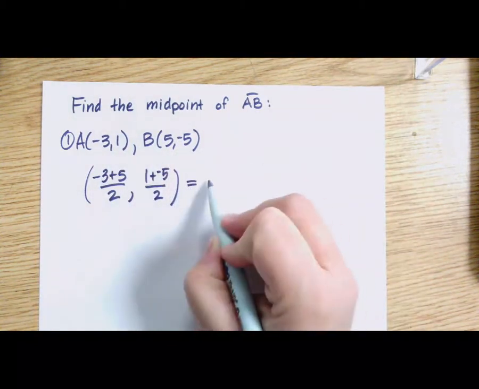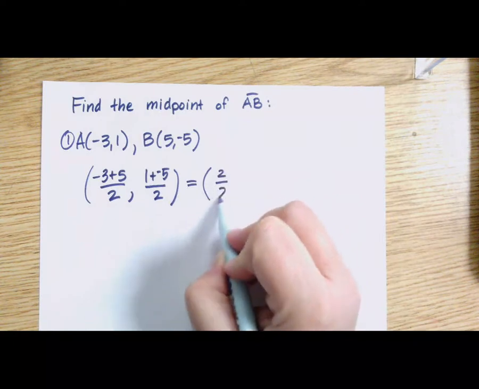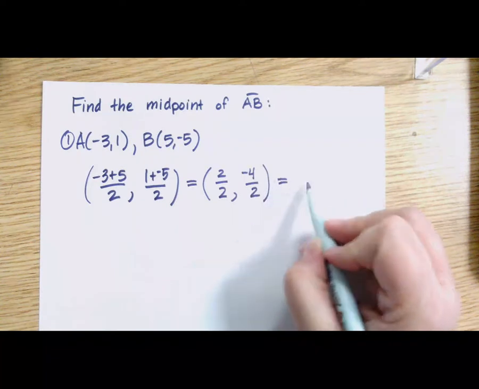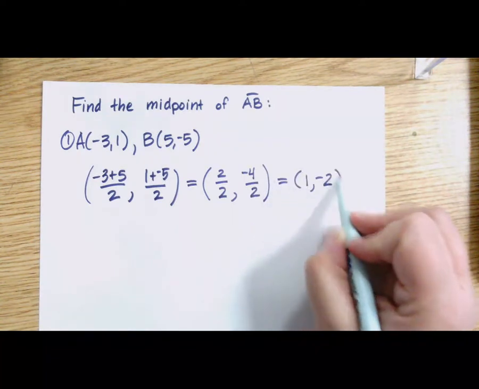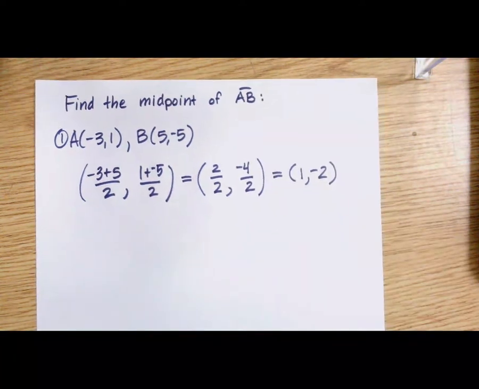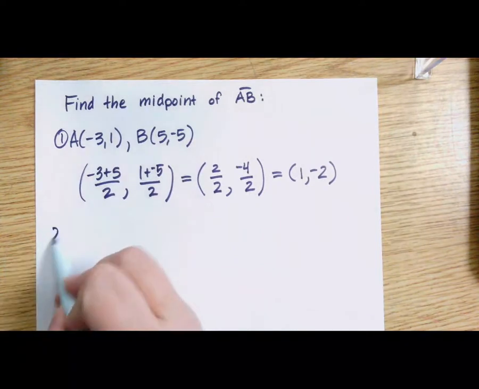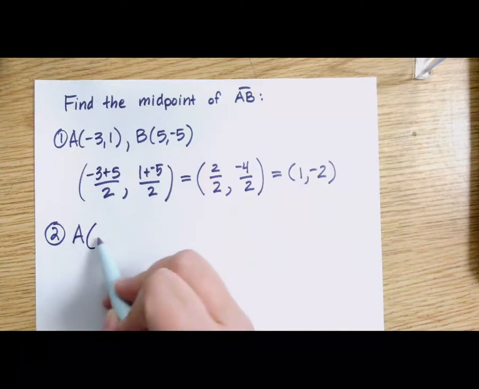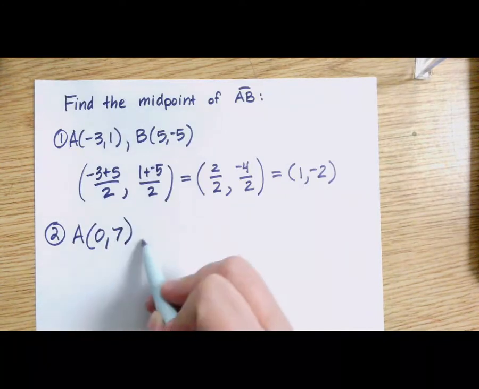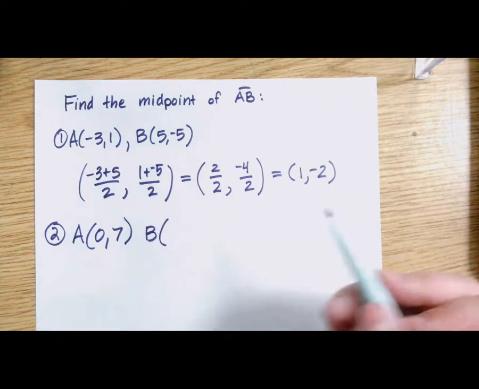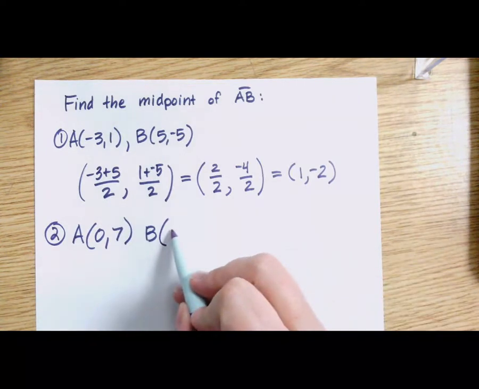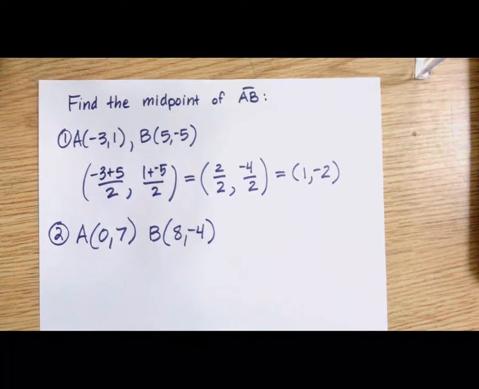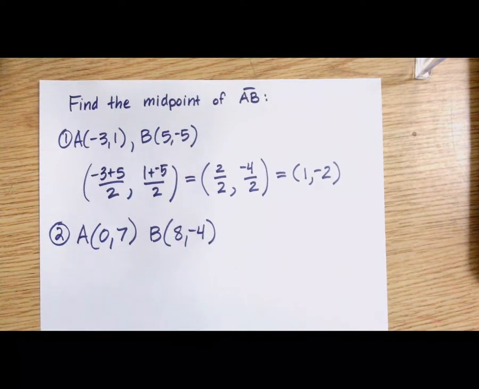So negative 3 plus 5, that's 2. 1 plus negative 5 is negative 4. And my midpoint is 1, negative 2. And that is my answer. All right, let's do another one. Let's say that the endpoints of segment AB are 0, 7, and 8, negative 4. Okay, you can pause the video, try that one.